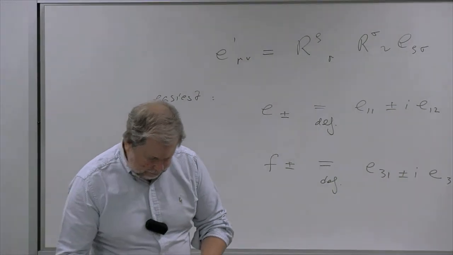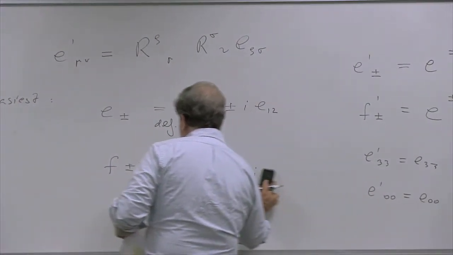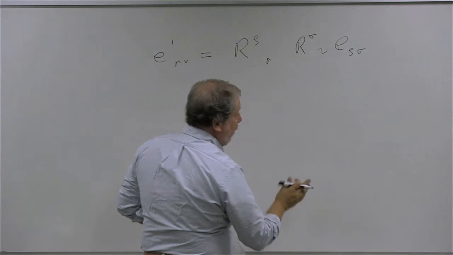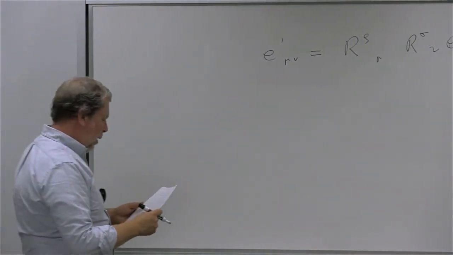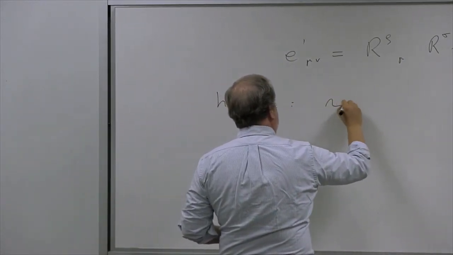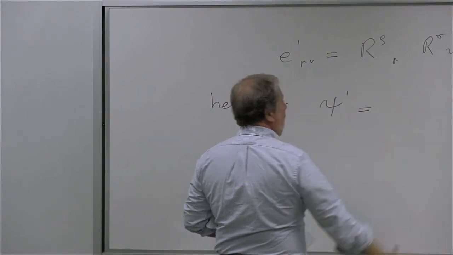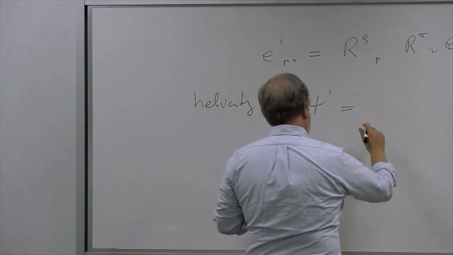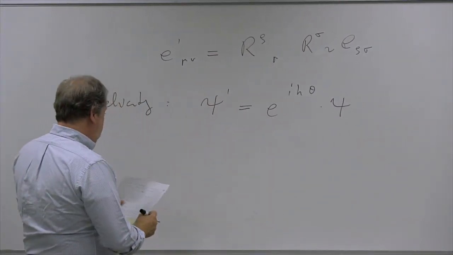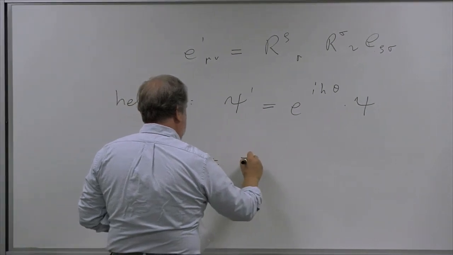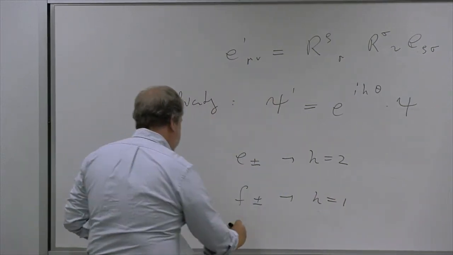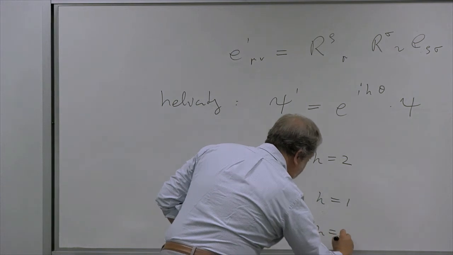So we do find that these fields, the plus and minus fields, transform in a very simple way. And in general, we can introduce the notion of helicity. If you have a field that has a given helicity h, then under a rotation it will transform as e to the I h theta times the original field. And so in our case, the E plus minus have helicity equal to 2. The F plus minus have helicity equal to 1, and the other ones have helicity equal to 0, which means that this is a scalar.